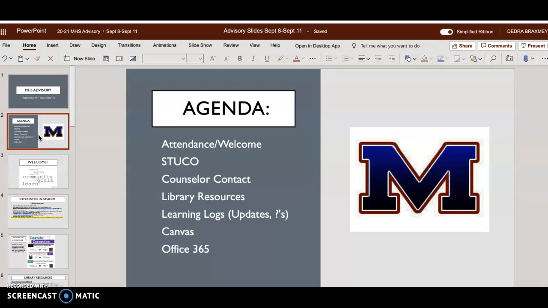This will be the last week where students are formally trained on how to navigate Canvas, how to use Office 365, and how to complete a learning log.